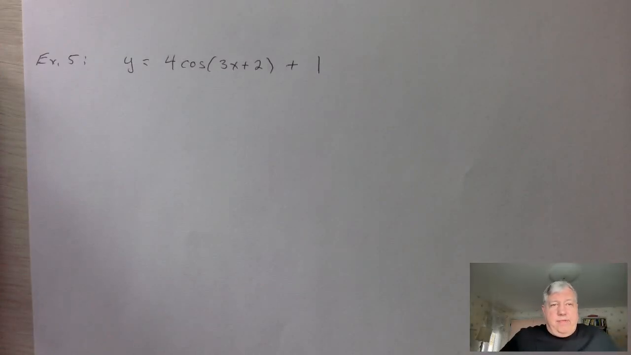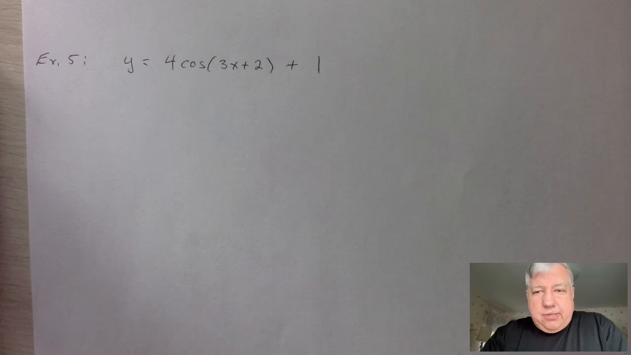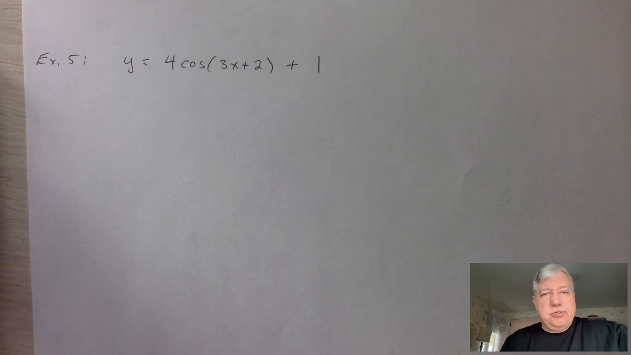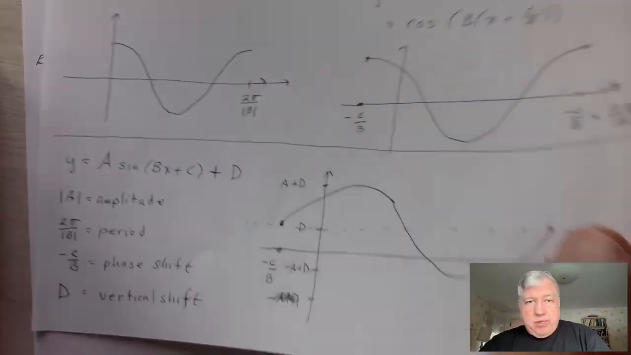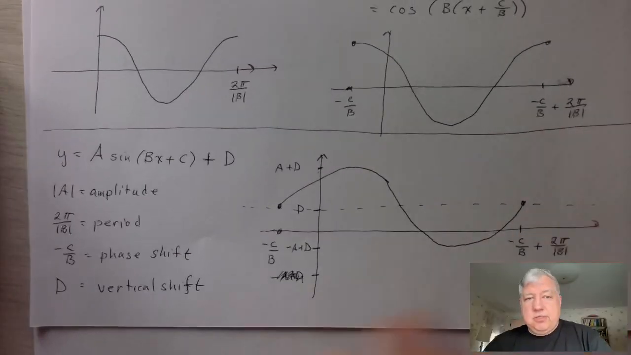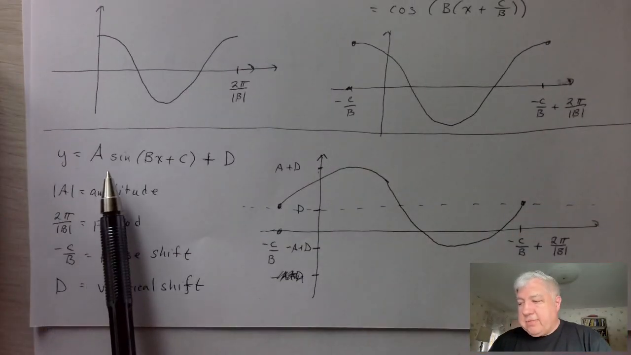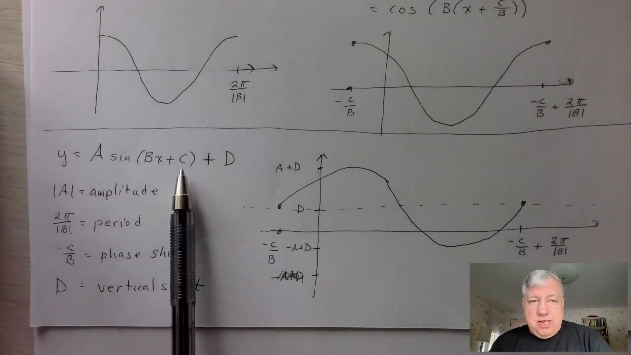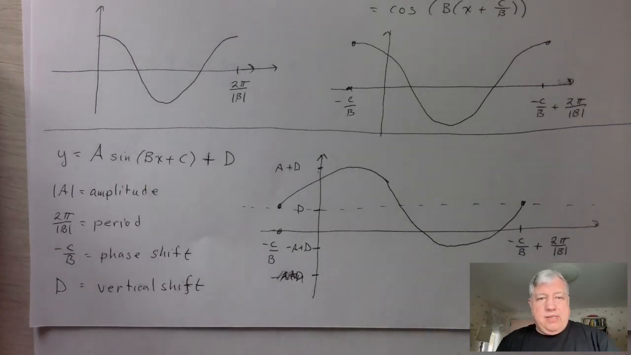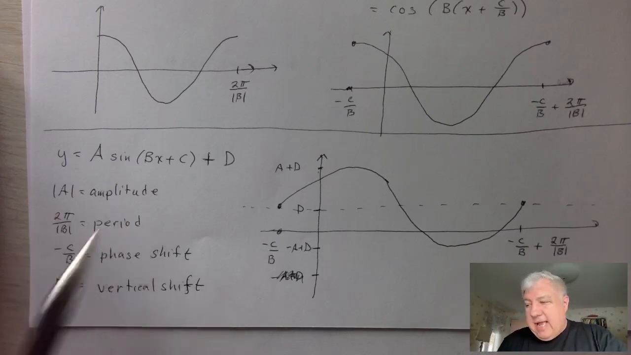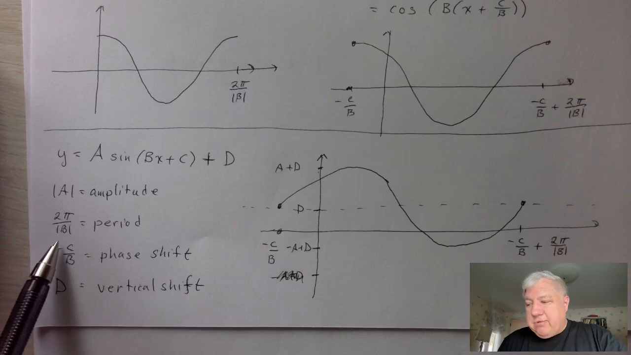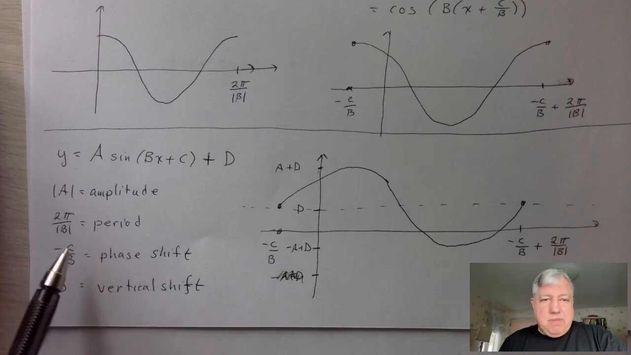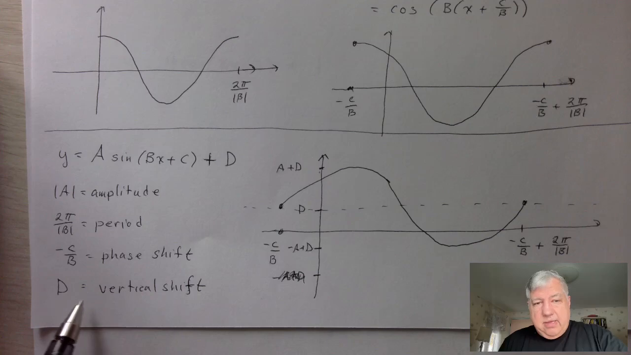Okay, welcome back everybody. So we're just going to do the last three examples in this lesson on phase shifts. And remember, it all comes back to this formula. We're looking at functions in the form of a times the sine or cosine of bx plus c, plus d, where a, b, c, and d are just real numbers. Remember, the absolute value of a is the amplitude. 2 pi over the absolute value of b is the period. The phase shift is minus c over b, and d is the vertical shift.